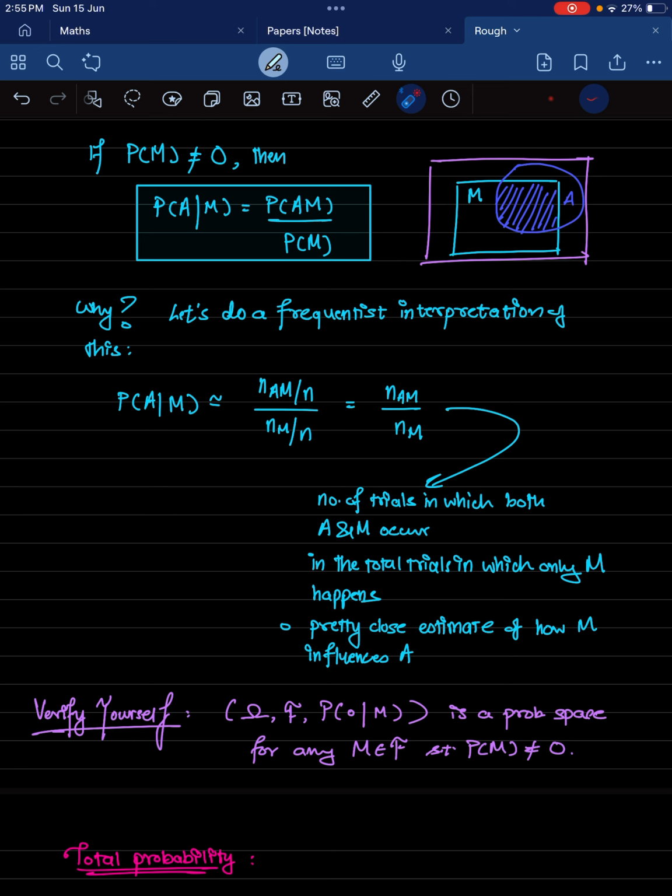Okay, I hope this explains what this sort of definition is all about, and this is something that I'll give you as homework. (Omega, F, P of something given M) is a probability space in and of itself for any event M. So what I'm trying to say is this probability of some event that you'll substitute from F given M, this probability measure follows the three axioms that we have defined. So try proving it for yourself.